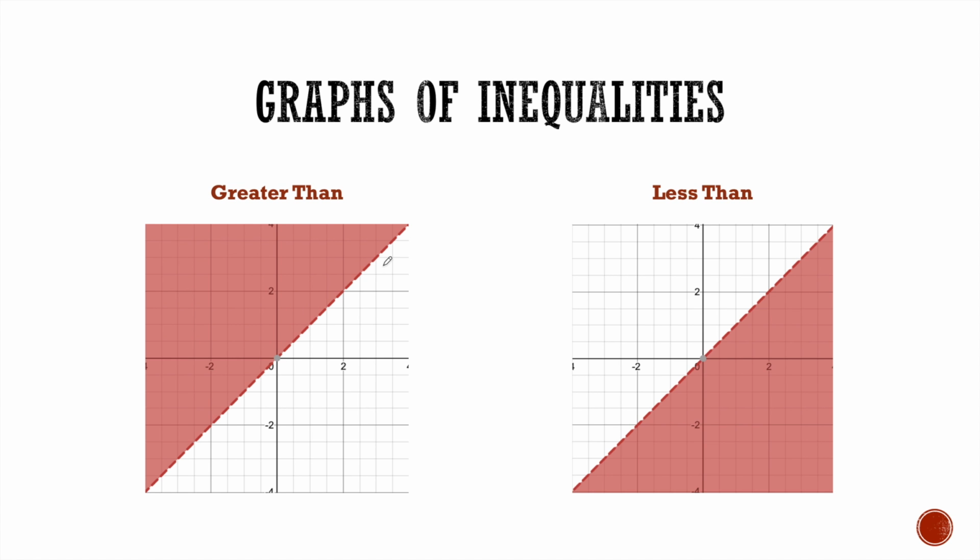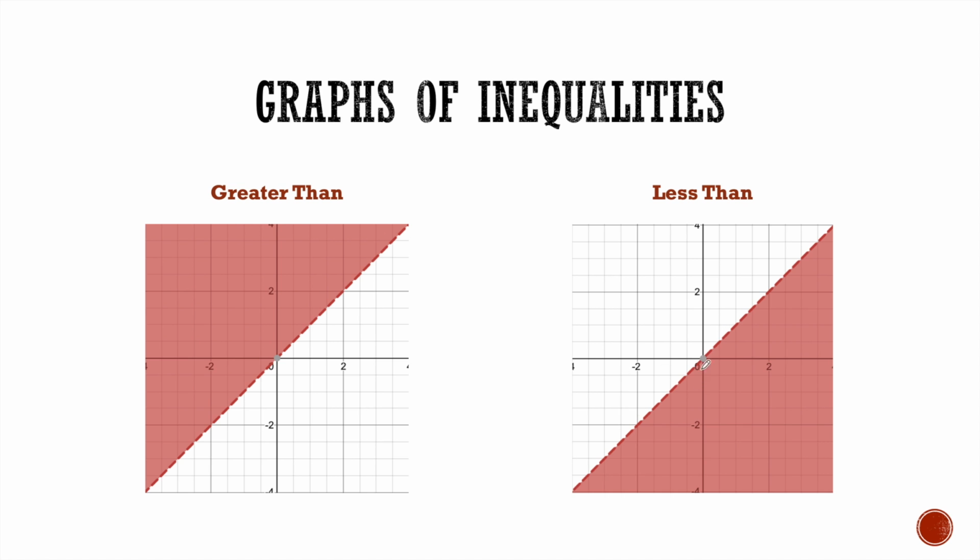So first, let's talk about greater than. When we see a greater than equation, all of the solutions are above the line. So as you can see here, all the shaded solutions are above our dotted line. For less than, all the solutions are below our dotted line. So as you can see here, all solutions shaded in are below this line.